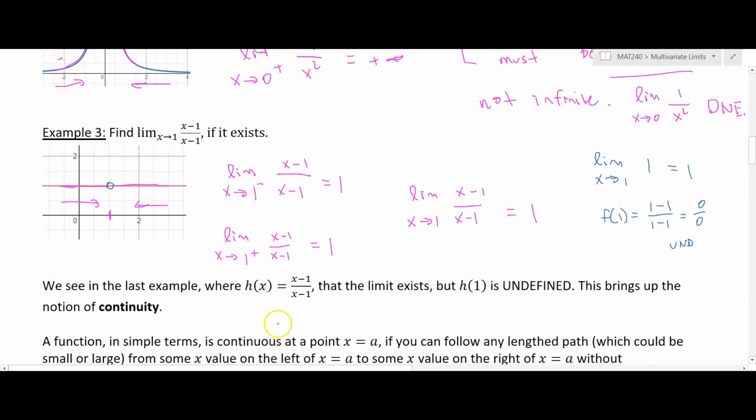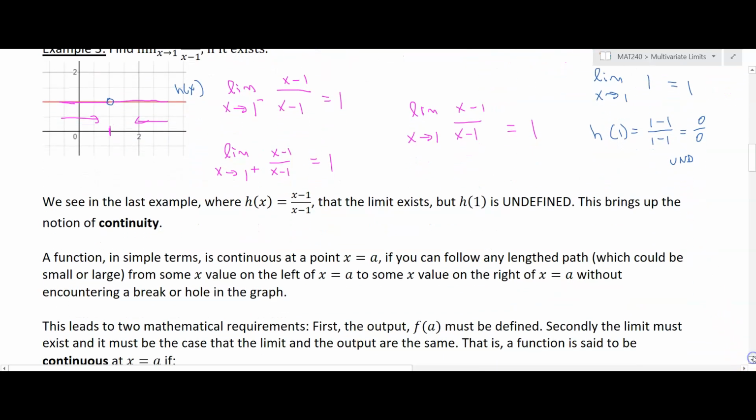So we see in the last example, where I called it h of x, so let's call this h of x, in this function, the limit did exist, but the output was undefined. This brings up the notion of continuity, which we've already mentioned in intuitive speak. A function in simple terms is continuous at a point x equals a if you can follow any length path. So that just means that it doesn't matter where I start on the left or where I start on the right. It can be small or large. I could have started here and I still would have had the same result, or here and still have the same result. It didn't matter how far away I started tracing the curve.